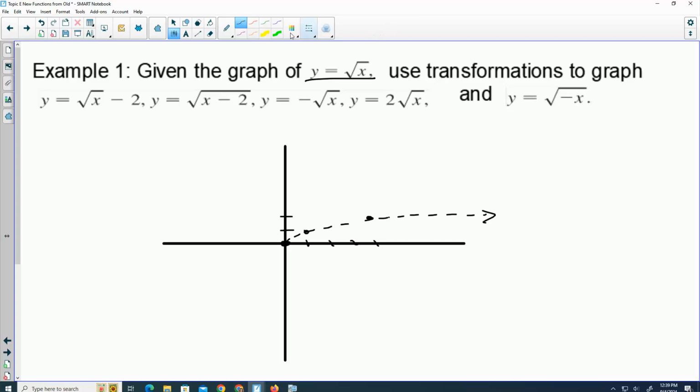Alright, so then, what would the square root of x minus 2 do? Move it down. So we go with each of our points down 2. Square root of x minus 2 on the end. Really should look more curved.